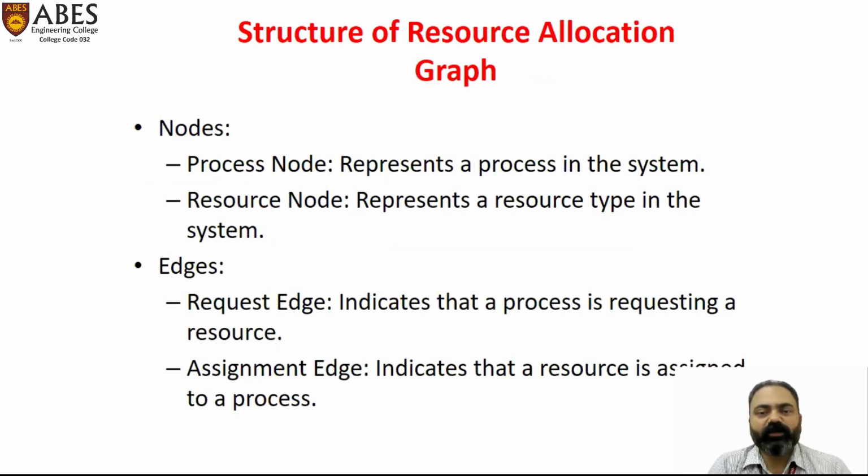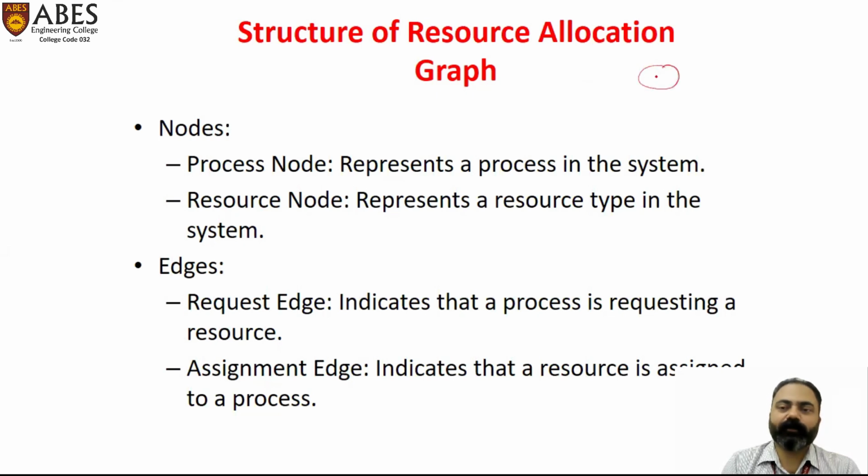Nodes: process node or resource node. A process node represents a process in the system. A resource node represents a resource type in the system. There are two types of edges, request edge and assignment edge. A request edge indicates that a process is requesting a resource, and an assignment edge indicates that a resource is assigned to a process.